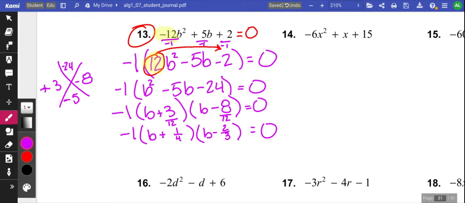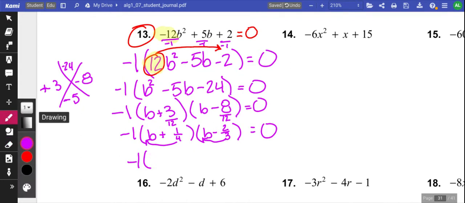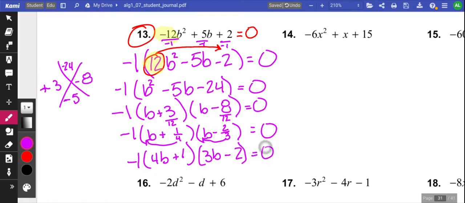You want to take those denominators and just put them right there in front of b. So -1 still on the outside. I forgot to move the 4. It should be 4b now, plus 1. You leave that numerator there just as your whole number. And then 3b minus 2, all equal to 0.